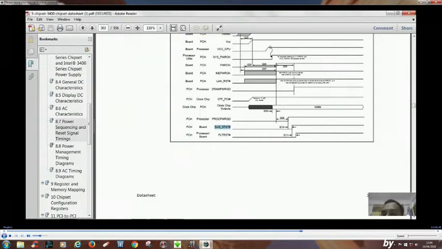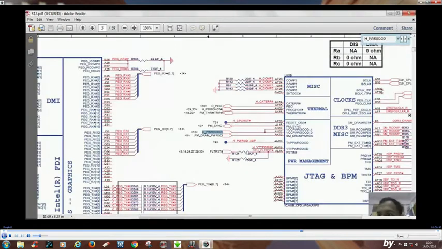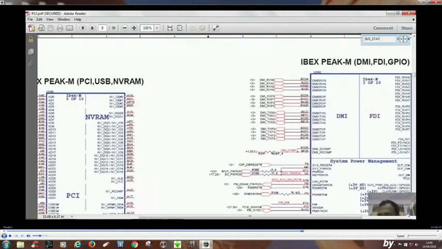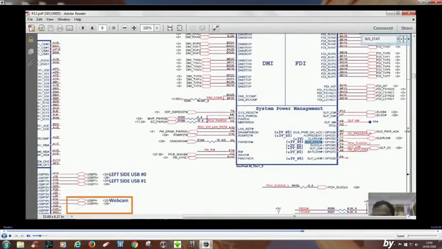SUS_STAT will have a high value during turning on, but this signal is not used in all kinds of boards, and we can see over here in this board whether it is used or not. Suspend status is SUS_STAT, and you can see this SUS_STAT is not used. The cross is missing, but this is not used. There is some mistake in this schematic diagram.